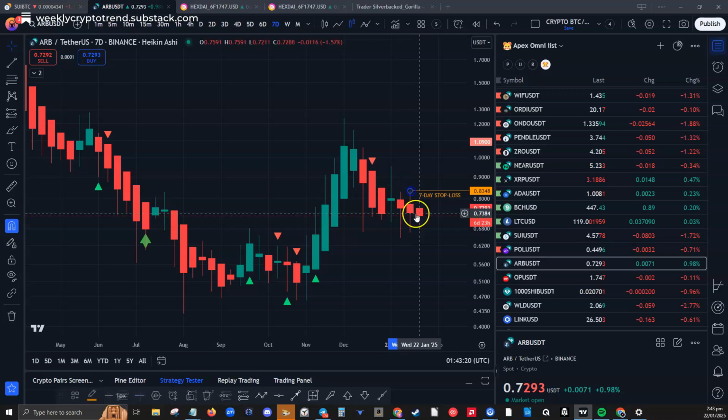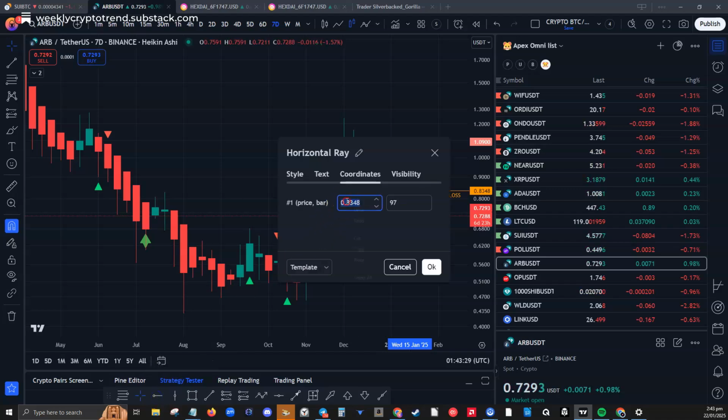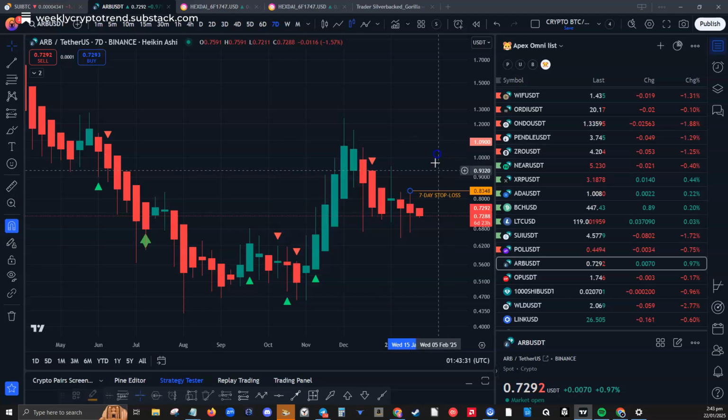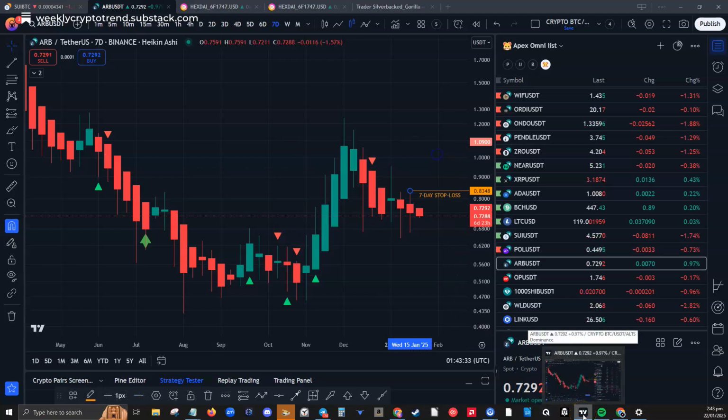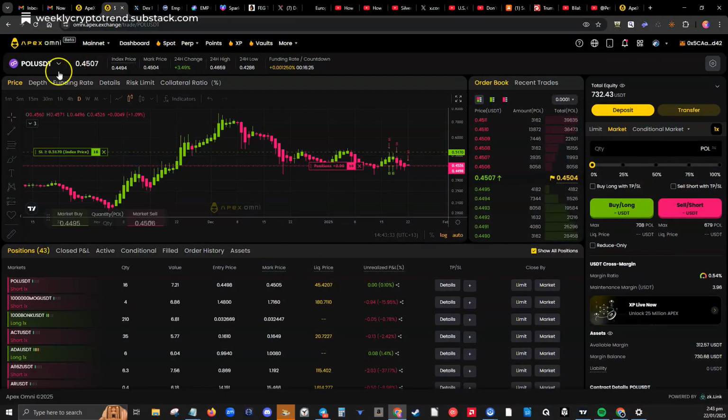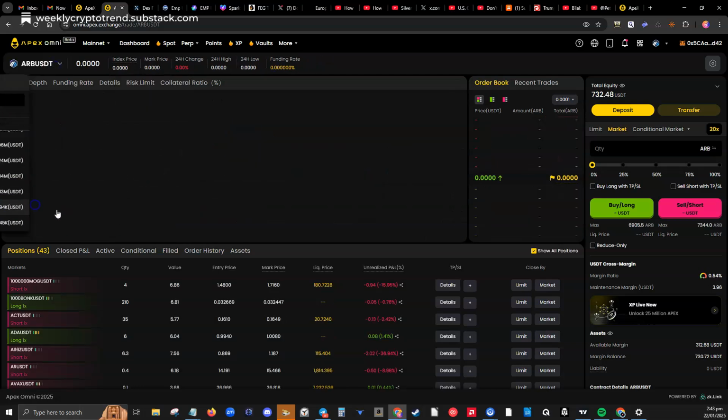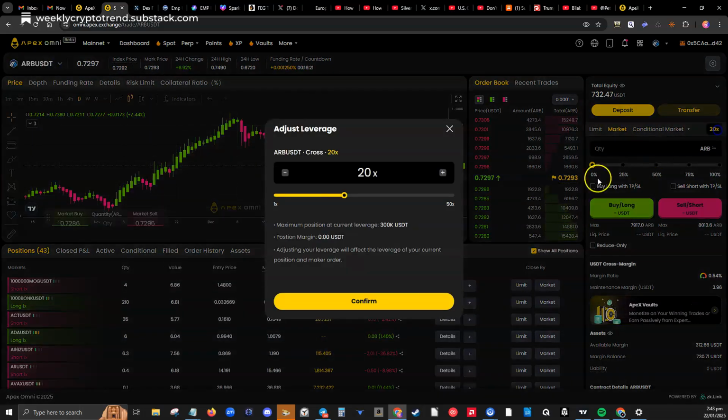Arbitrum, that's a short, and we're just making the stop loss a bit wider, based on the recent volatility over the last week from that candle close. Let's grab those coordinates, and we go Arbitrum short. Okay. Easy enough.